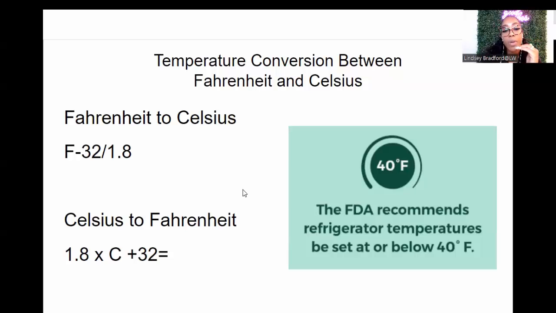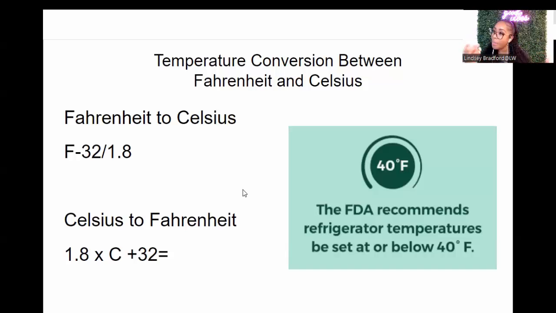And then when you're going from Celsius to Fahrenheit, you are going to multiply the 1.8 times the C plus the 32. Why do you think we are multiplying and adding when we're going from Celsius to Fahrenheit? Because Fahrenheit is bigger than Celsius, which means that in order to get a bigger number, we're going to need to multiply and add. When we're doing Fahrenheit to Celsius, we're subtracting and dividing.